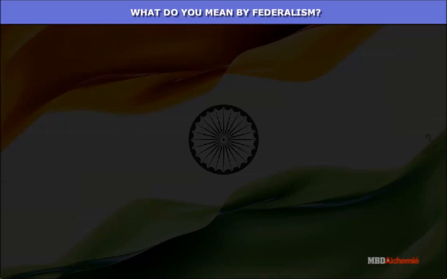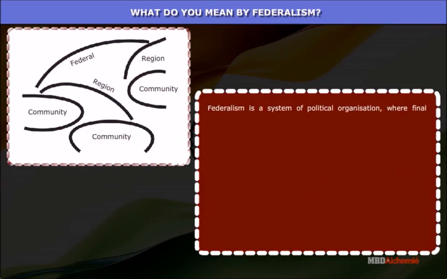What do you mean by federalism? Federalism is a system of political organization where final authority is divided between subunits and a center.